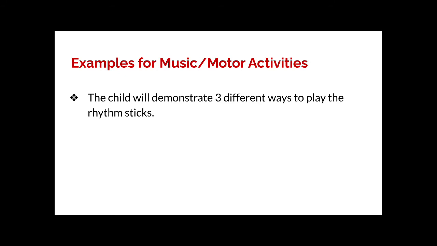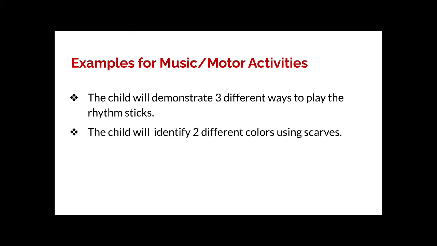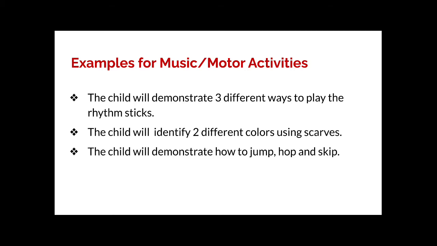So let me show you specific examples for music and movement. So the first one is the child will demonstrate 3 different ways to play the rhythm sticks. A second example, the child will identify 2 different colors using scarves. And then a third one is the child will demonstrate how to jump, hop, and skip. All 3 of these examples are SMART.